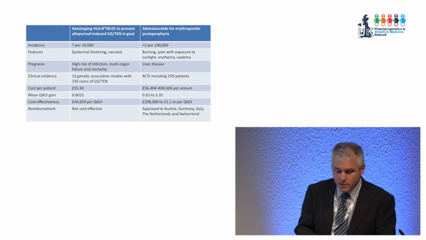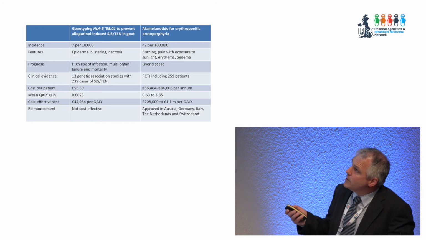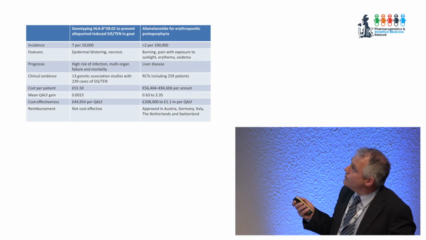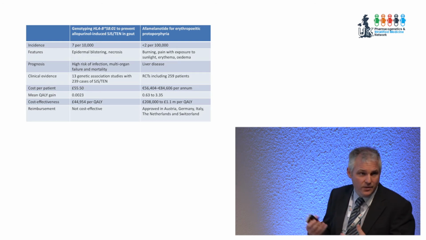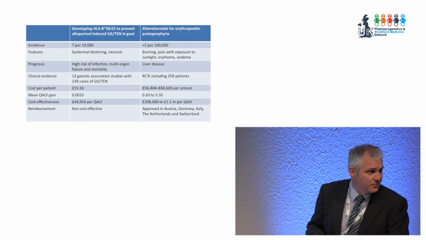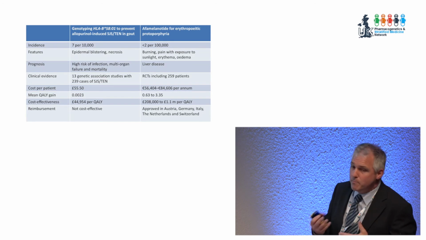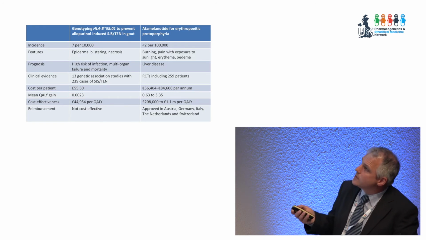I'll compare our case study on the left-hand side here, which was genotyping for B5801 to prevent allopurinol-induced SJS10 in people with gout, versus an orphan drug, afamelanotide, for this rare skin condition where patients have, well, the press would say they have an allergy to sunlight. When they're exposed to sunlight, they have blistering in the skin, pain, and discomfort. It can lead to liver disease. So I'll go through some of these to compare and contrast.